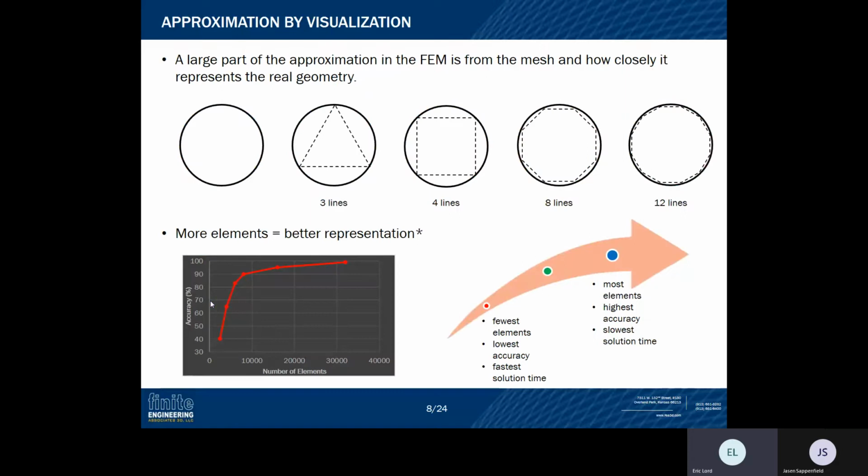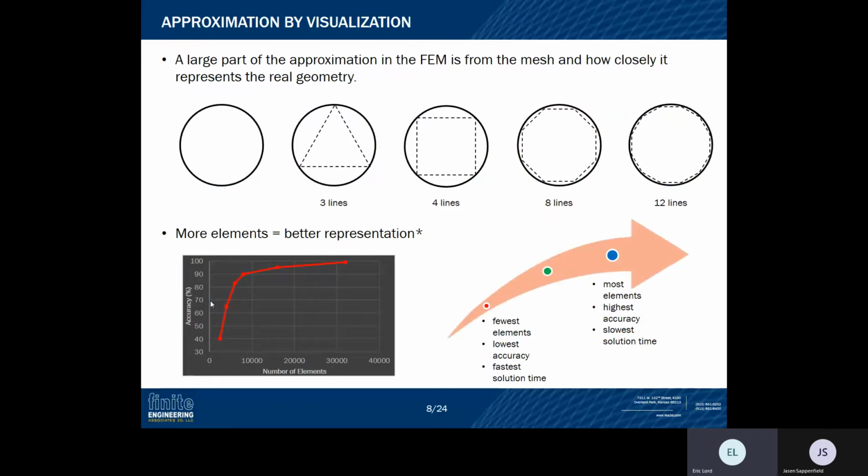So one of the big parts to getting an accurate solution with finite elements is the meshing process. So this is the discretization process. And you have to remember that a large part of the approximation is controlled from this mesh and how closely it represents a real geometry.